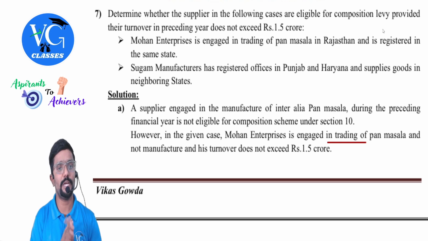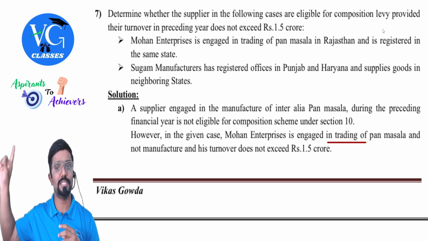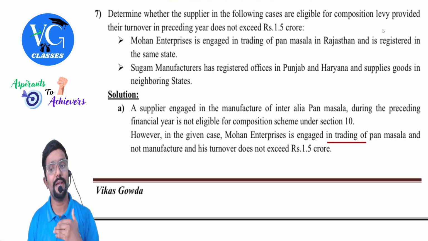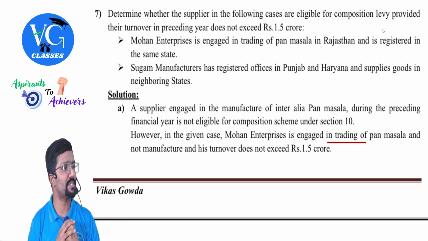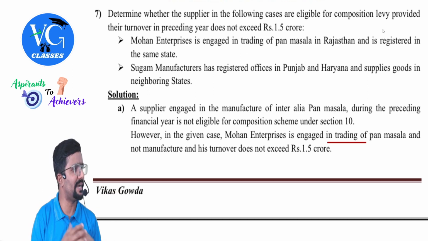One more case is there. Let me read that also. Sugam Manufacturers has registered office in Punjab and supplies goods in the neighboring states. Neighboring state means next state.